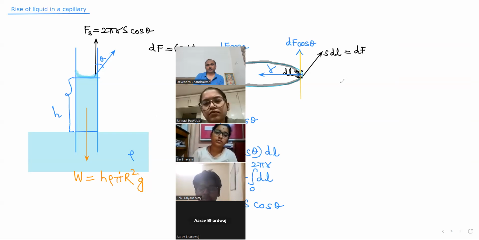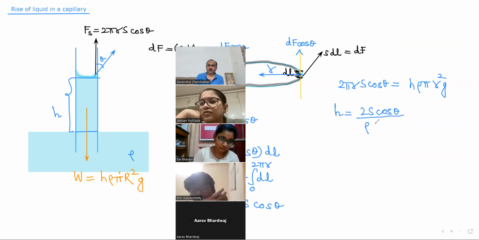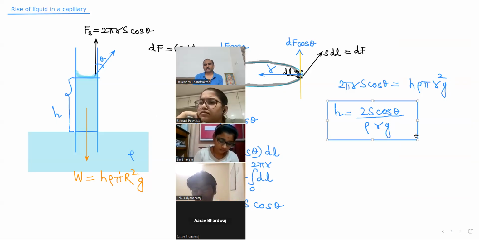Okay. So we have 2 pi r s cos theta is equal to h rho pi r square. Sorry, it's r square into g. So we have h as 2s cos theta upon rho r g. I hope all of you understood it. Just go through it once again and check if you have any problem or doubt.